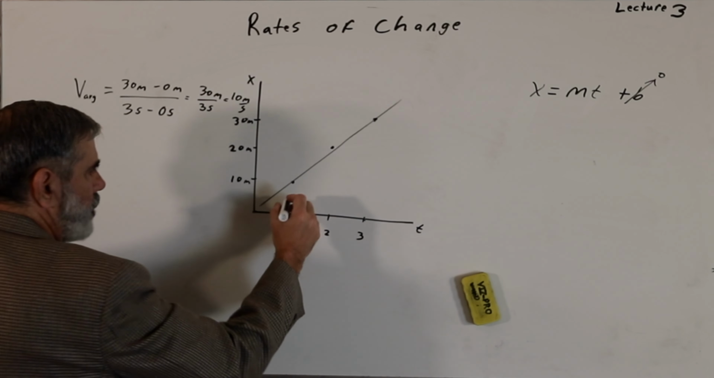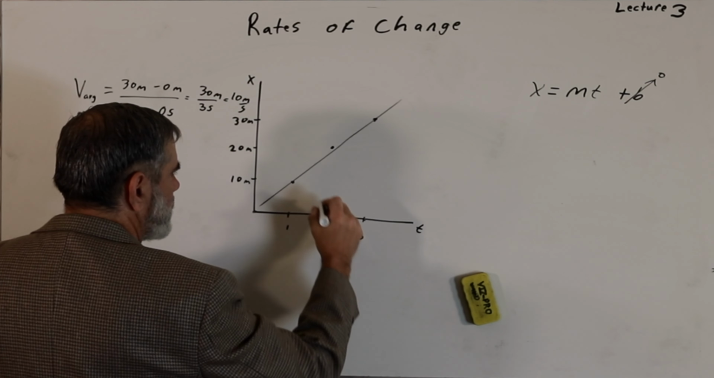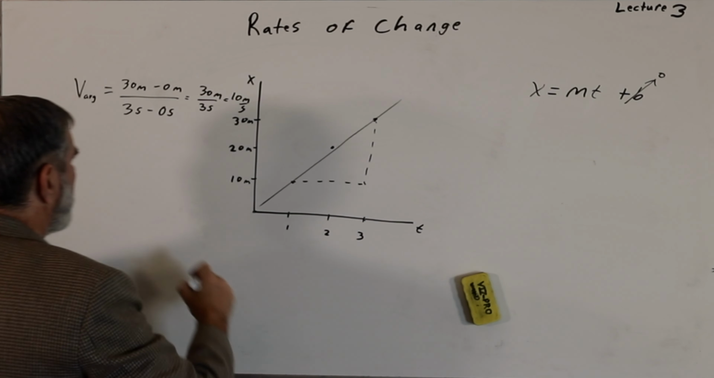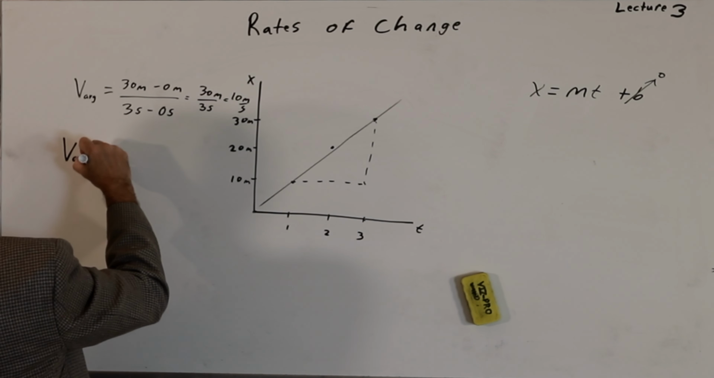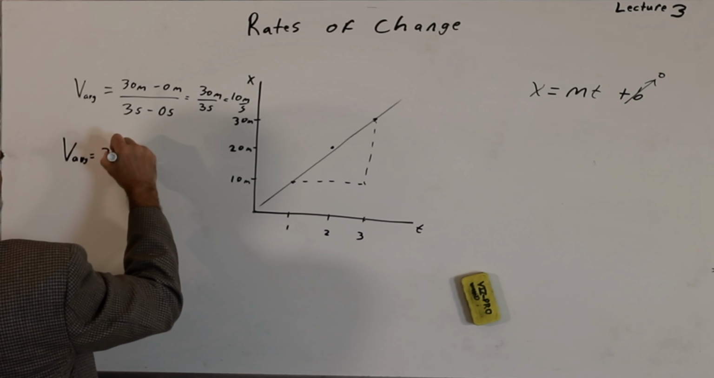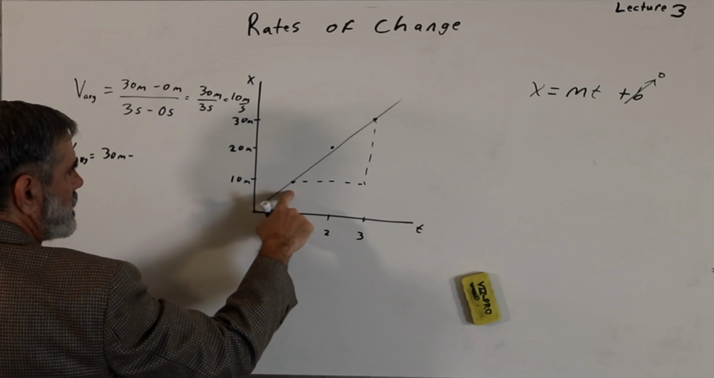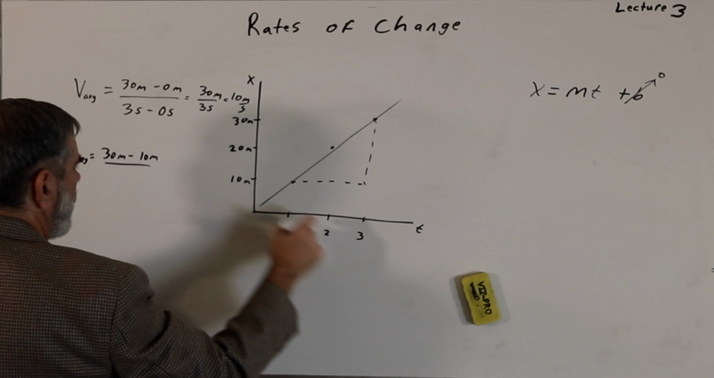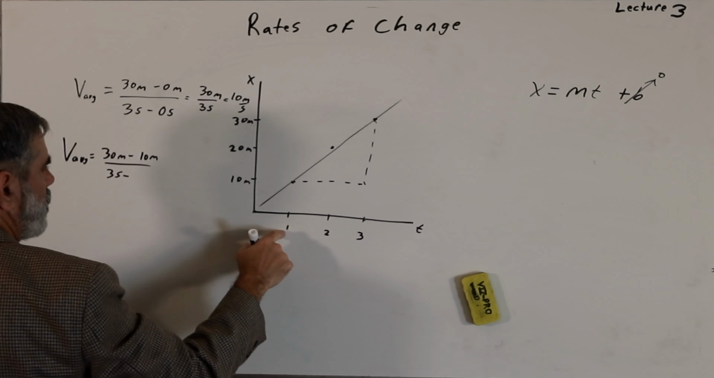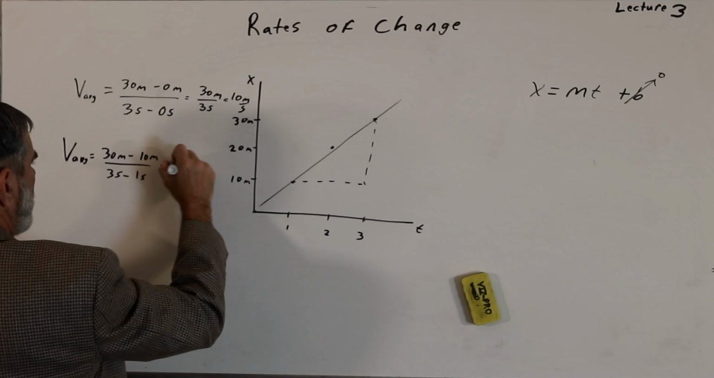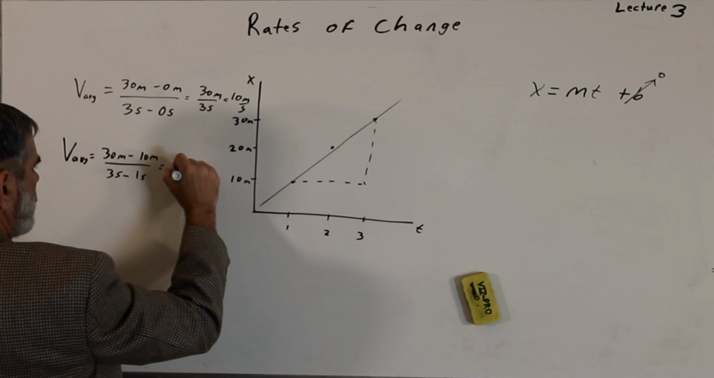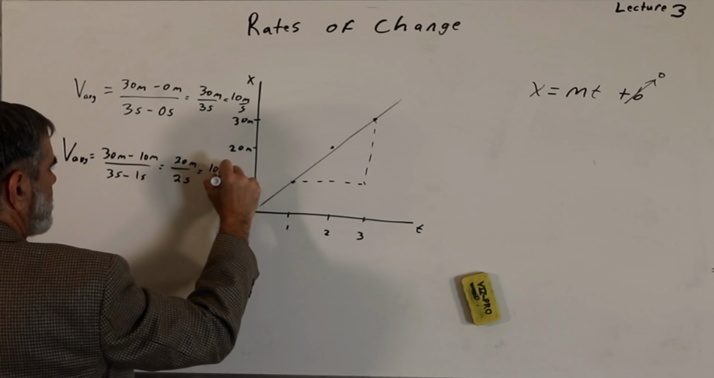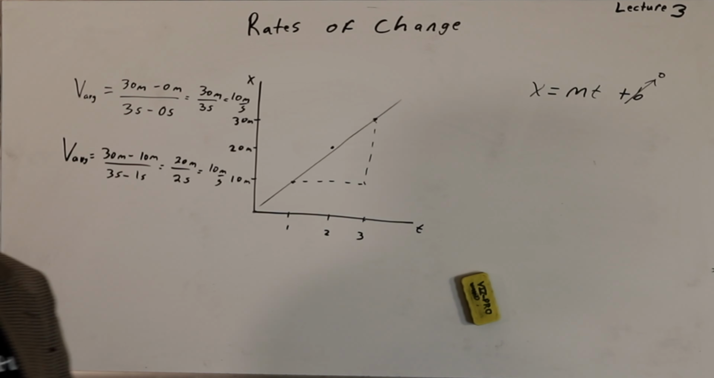If I were to look at the interval between, say, 1 second and 3 seconds, that's a smaller interval. It's going to look something like this. In this case, the average velocity would be 30 meters minus, at 1 second, it's at 10 meters, divided by 3 seconds minus 1 second, equals 30 minus 10 is 20 meters divided by 3 minus 1 is 2 seconds, which is still 10 meters per second. That's because we're traveling at a constant velocity.